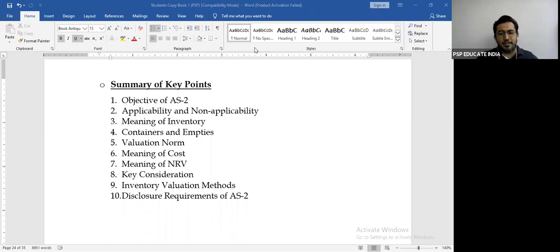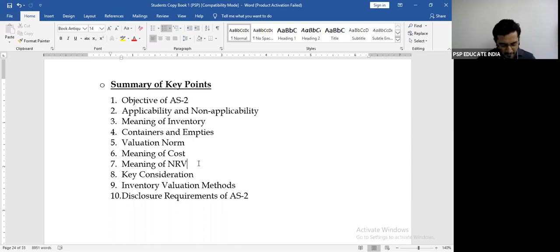After that, we understood the next concept, which is NRV. How do you calculate NRV? Estimated selling price minus estimated further cost of completion and minus cost necessary to make the sale. What you will get is NRV. Now that you have cost and NRV, you will select whichever is lower of the two. Then we did key consideration, which says raw material and other supplies will not be written down below cost if the final product in which they are to be incorporated is expected to be sold at or above cost. Right, so that key consideration, we also saw a lot of questions, and that is also a very important concept.